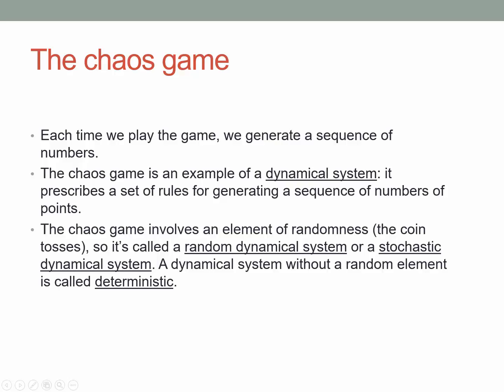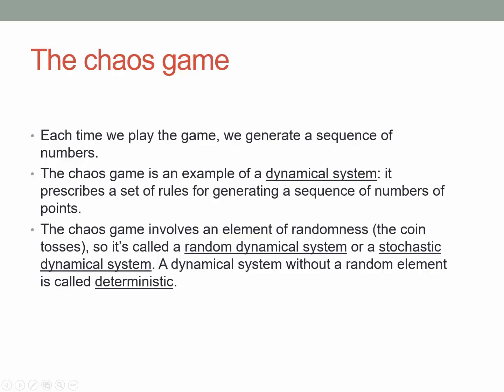Now, each time you play the game, you generate a sequence of numbers. The chaos game is an example of what we're going to call a dynamical system. That is to say, it prescribes a set of rules for generating a sequence of numbers or points. My slide says of numbers of points. It should really say of numbers or points. Sorry about that typo.